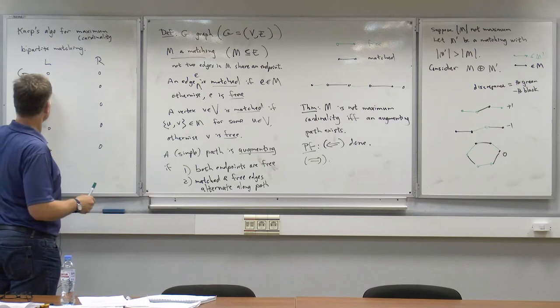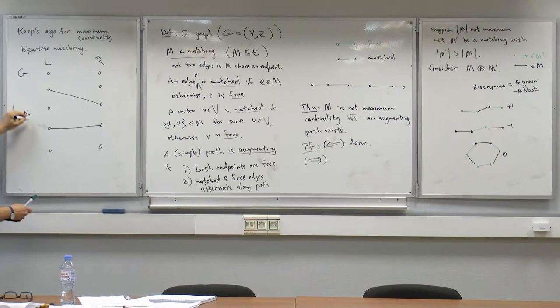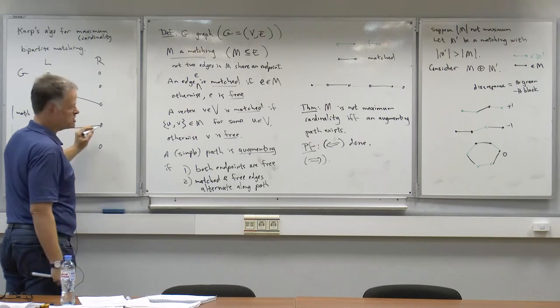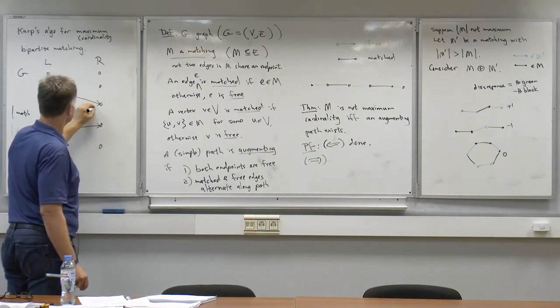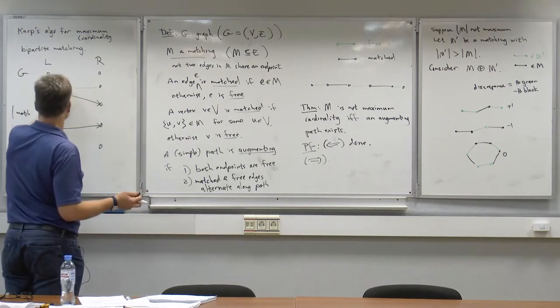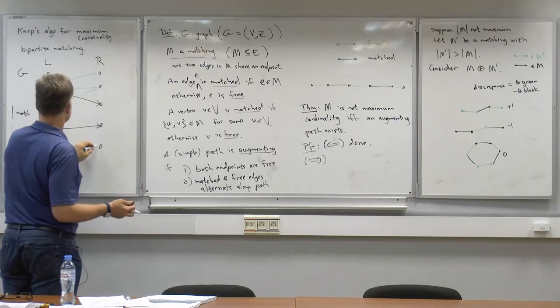If I have a matched edge, okay, so again, black will mean matched, and green will mean unmatched, free. I'm going to orient the matched edges from left to right. And the free edges, I'm going to orient from right to left. So there could be lots of these. So here's one. Here's another. And here's another. And there's one.